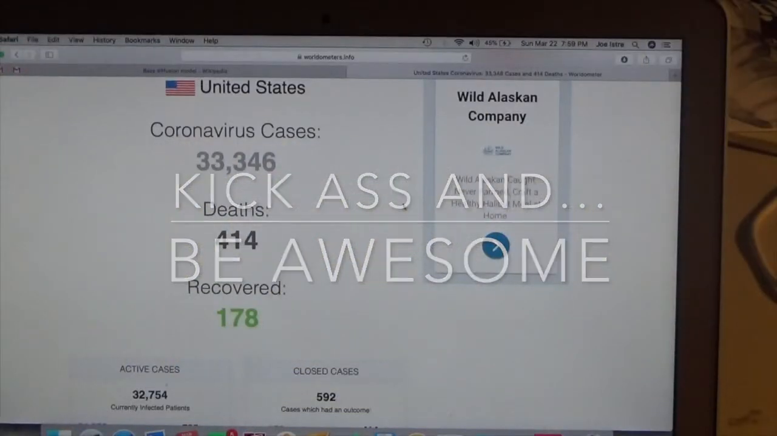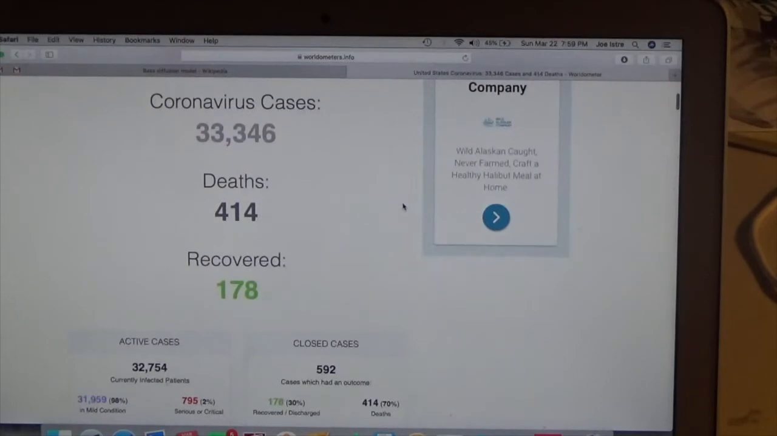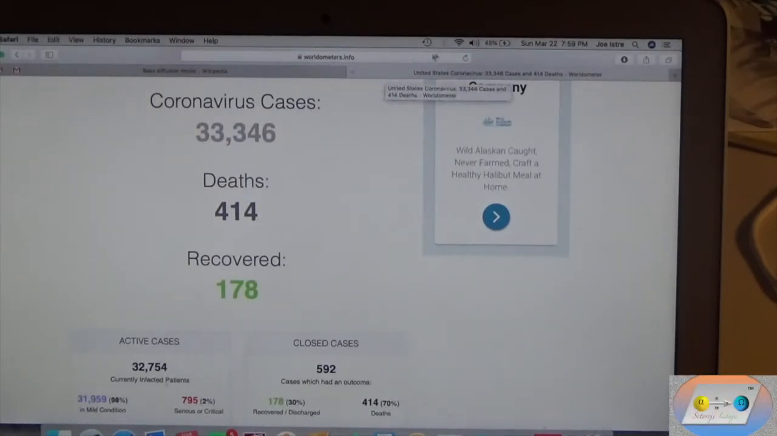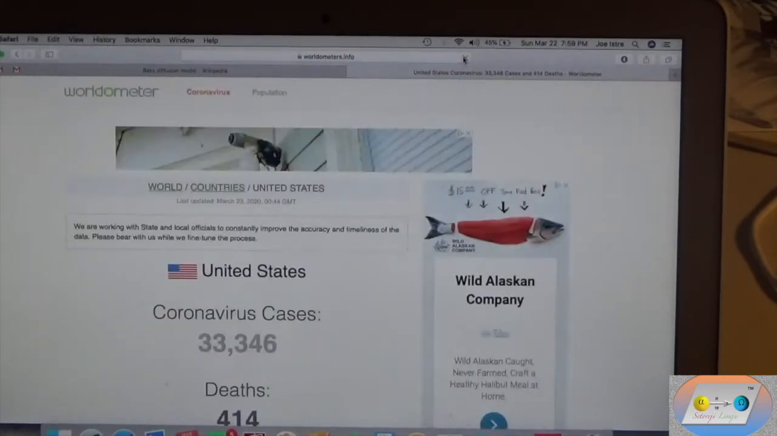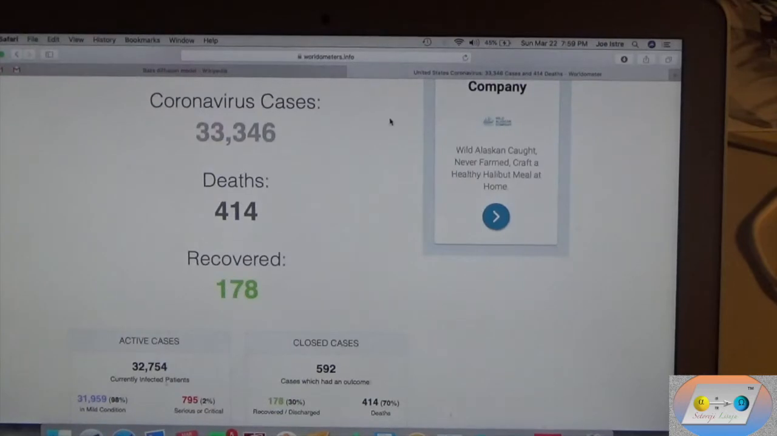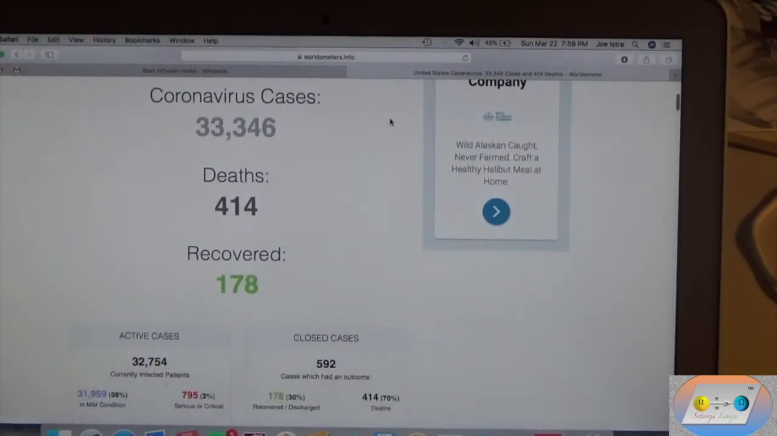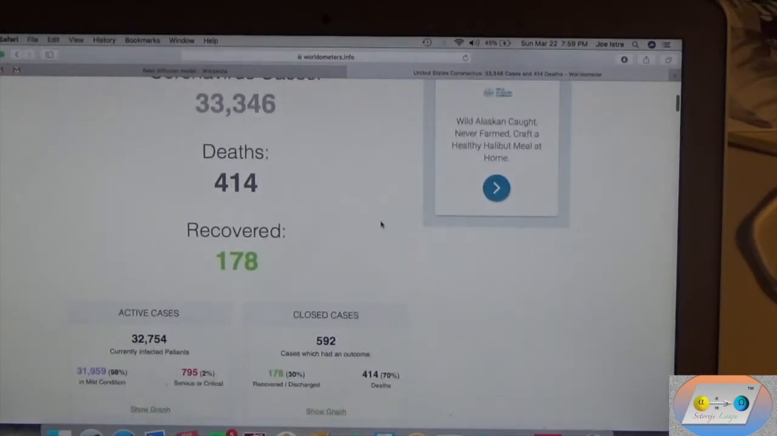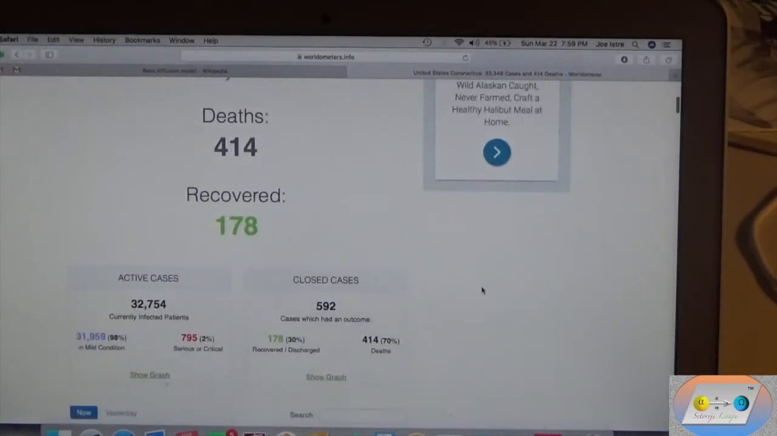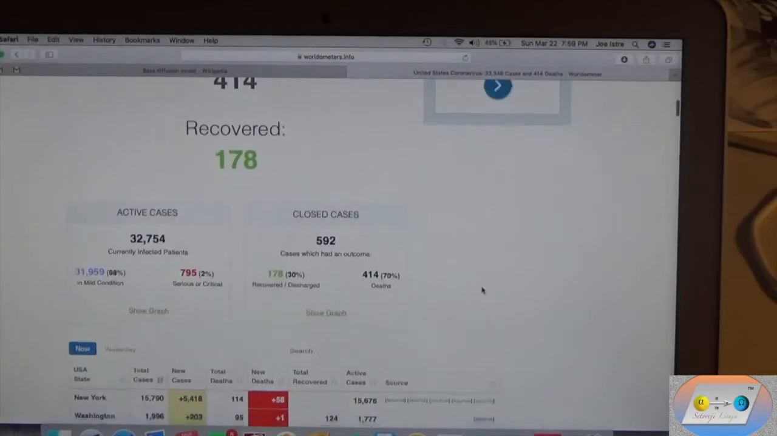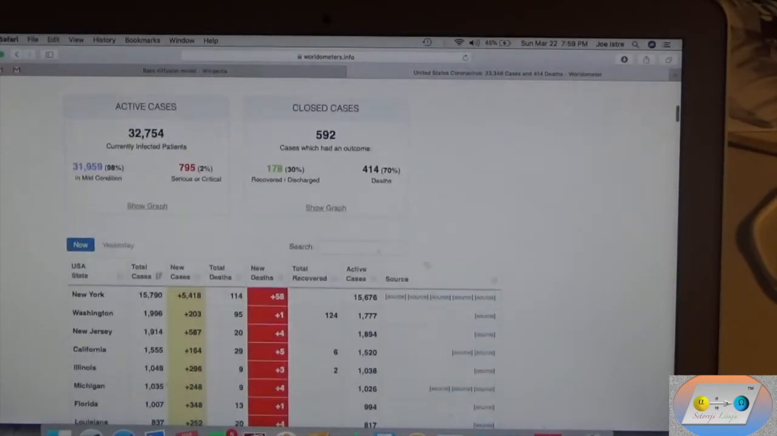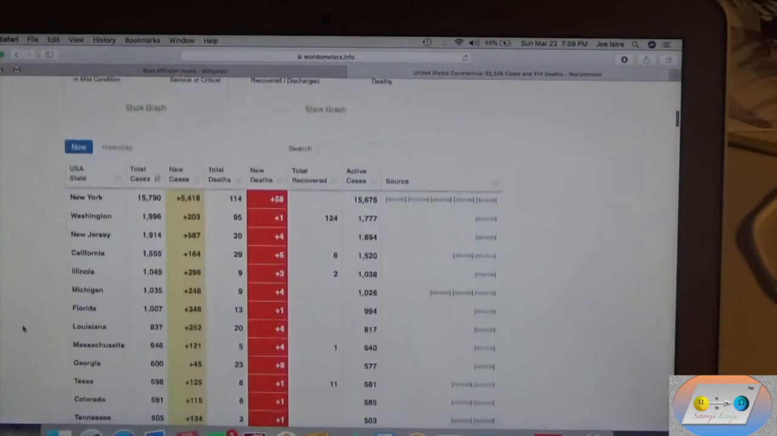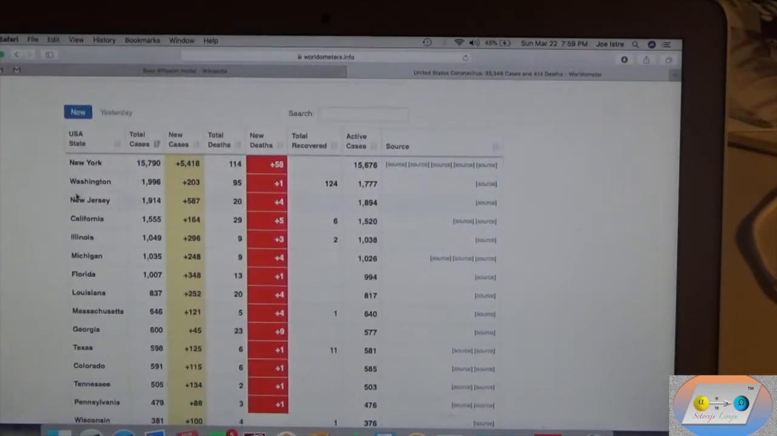Let's go over the coronavirus cases in the USA. So from worldometers.info, let's do a refresh on that, make sure we got the latest and greatest. Supposedly we got 33,346 infections in the US and 414 deaths. I'm not going to go over the recovered. That doesn't make much sense to me. And there's a breakdown here by state, with New York and Washington leading.